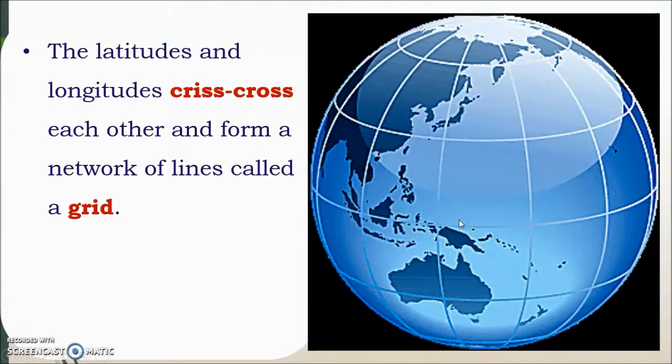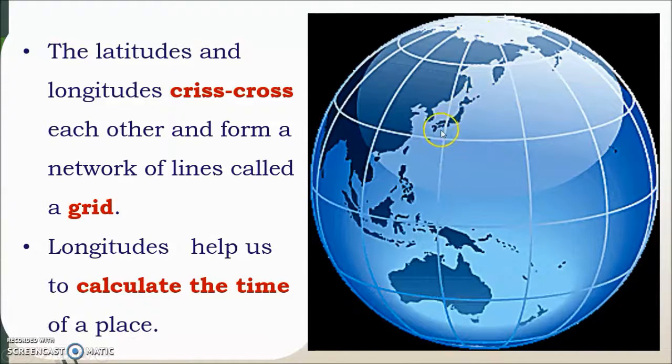The latitudes and the longitudes crisscross each other and form a network called a grid. The point at which the latitudes and the longitudes meet is known as a grid. This square shape is a grid. Longitudes help us to calculate the time of a place. We know that the earth takes 24 hours or 1440 minutes to complete one rotation.